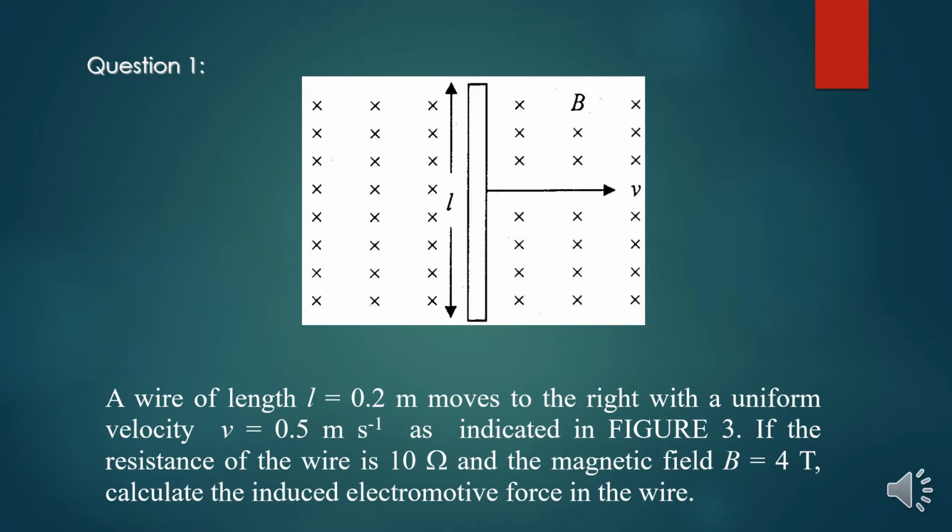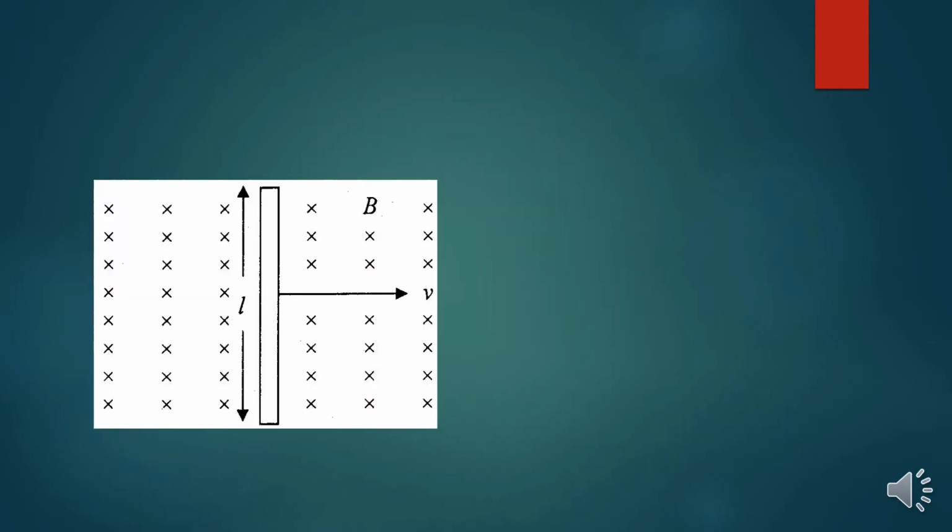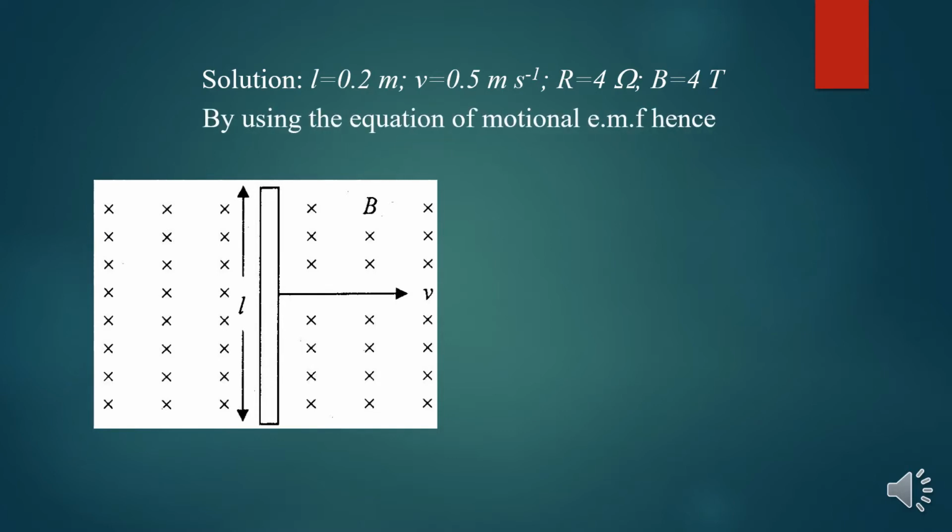Okay, so what we need to do is we need to take out the information given. Here the length of the wire equal to 0.2 meter, V, velocity of the wire 0.5 meter per second to the right. And then also given the value of resistance of the wire 4 ohm and magnetic field equal to 4 Tesla into the page. To calculate the value of EMF induced, we need to use the equation for straight conductor. EMF equal to BLV sin theta. Just substitute all the values given.